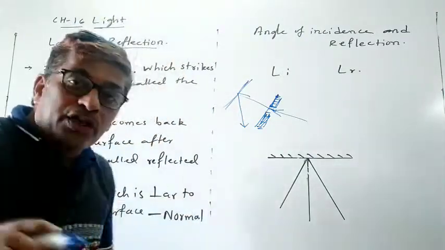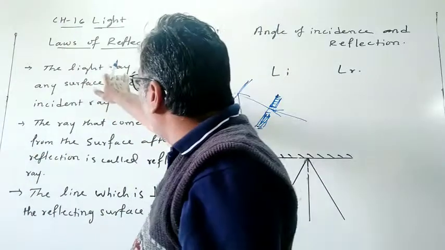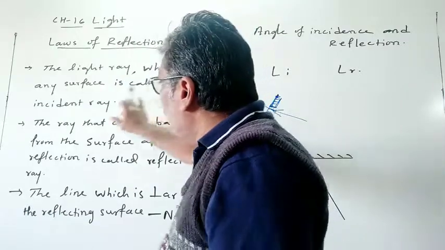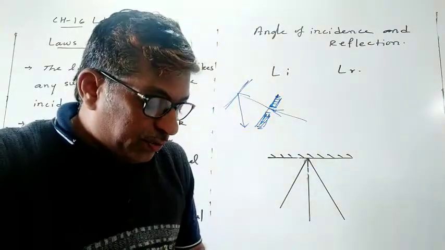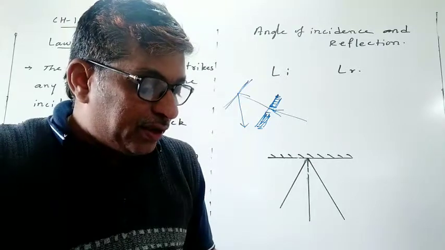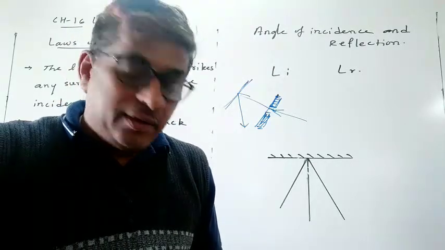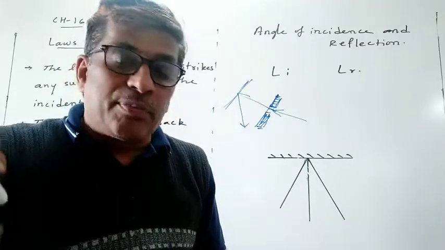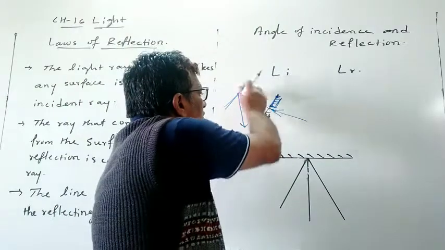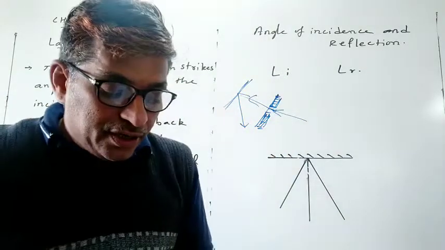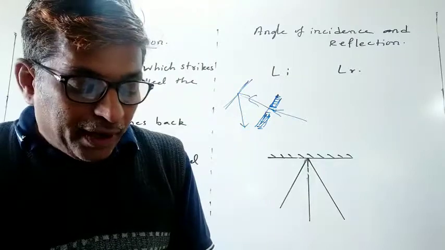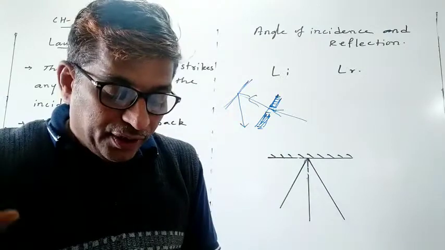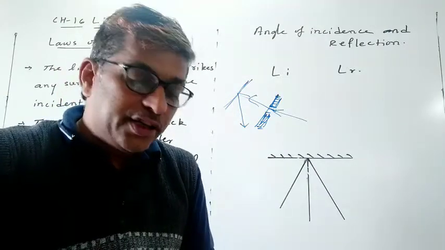From this you will come to know that the light ray which strikes any surface is called the incident ray. After striking the mirror, the ray of light is reflected in another direction. The ray that comes back from the surface after reflection is called the reflected ray. Got the idea this much?